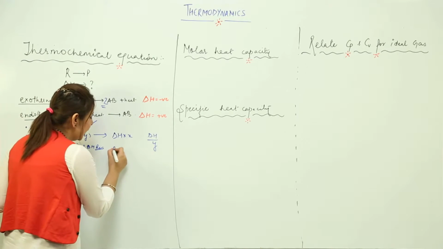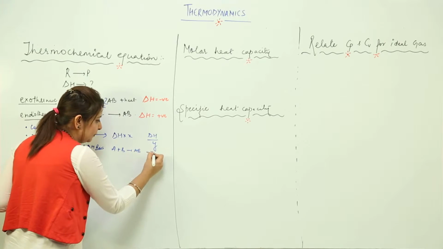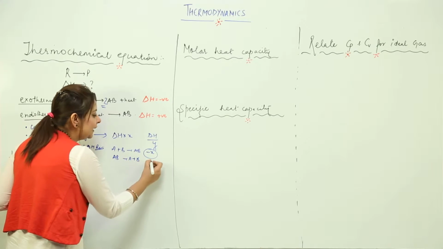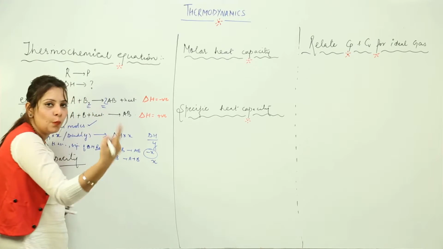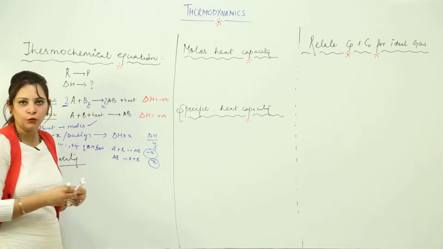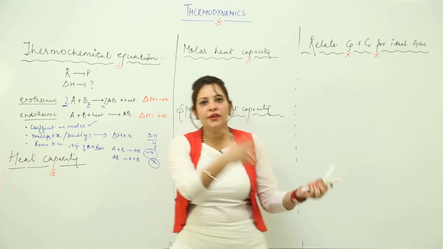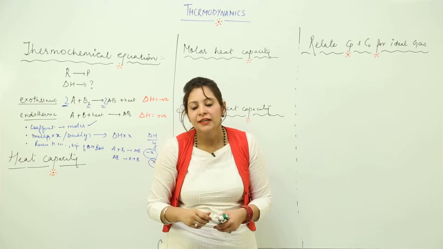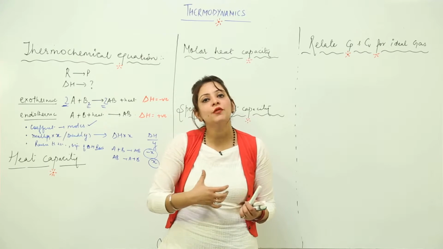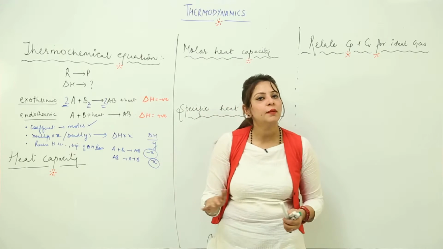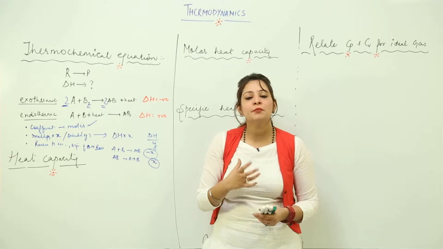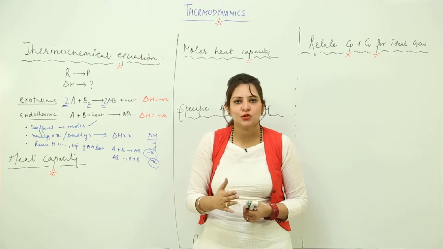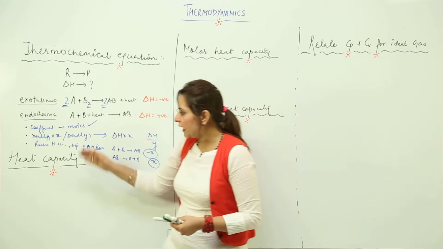Suppose A plus B forms AB and delta H is minus X. For the reverse reaction, AB forms A plus B, delta H is going to have the same value X but with the opposite sign. That means it will be positive X now. So if the reaction is exothermic in the forward direction, you have to keep in mind that in the backward direction it is going to be endothermic. So the sign just gets reversed when we reverse the reaction. So this is what a thermochemical equation is. The important part is that it gives us information about the heat energy exchanges, that is, the enthalpy change.